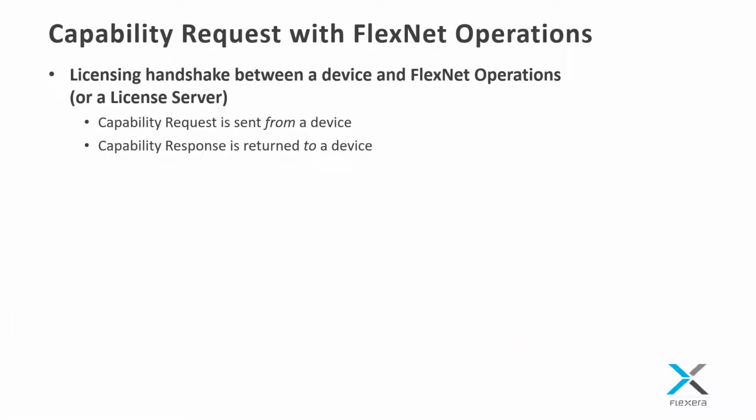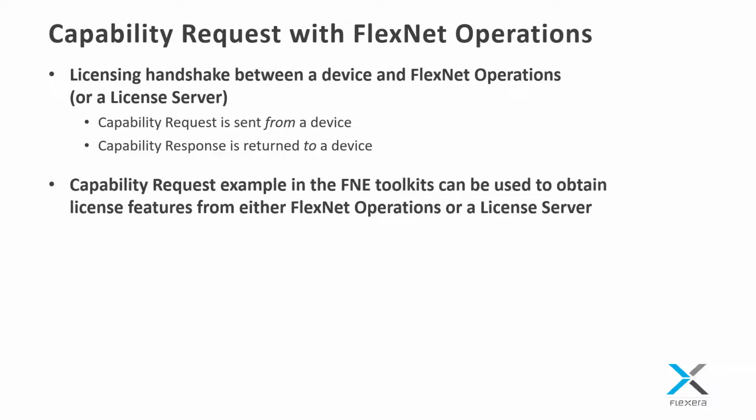The licensing handshake between a device instrumented with FlexNet embedded APIs and either FlexNet Operations or a license server is accomplished with capability requests and responses. Capability requests are sent from a device and capability responses are returned to a device. The capability request example provided in the FlexNet Embedded Toolkits can be used to obtain licenses from FlexNet Operations or from a FlexNet Embedded cloud or local license server.